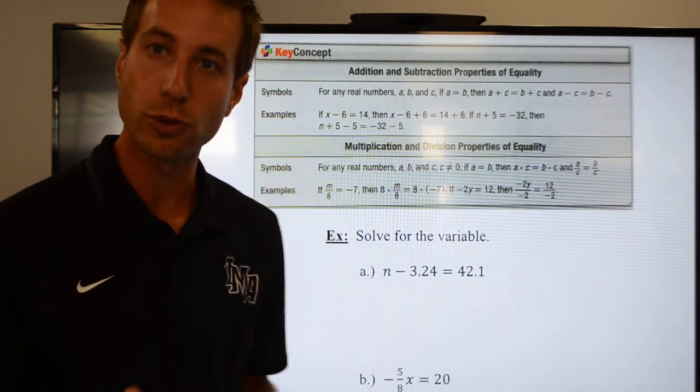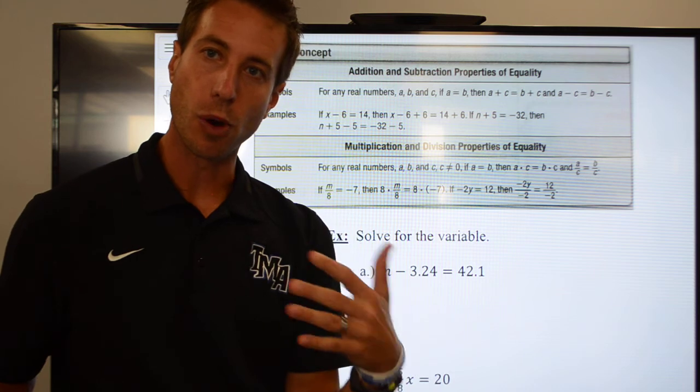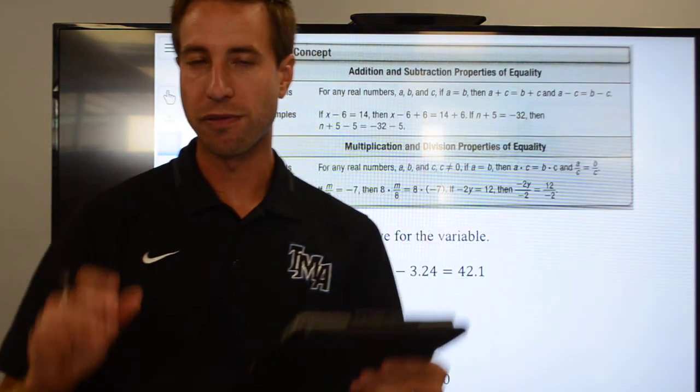Alright, welcome to this page of the notes. What we're going to do here is again look at a couple more properties of equality. These ones you are very familiar with.